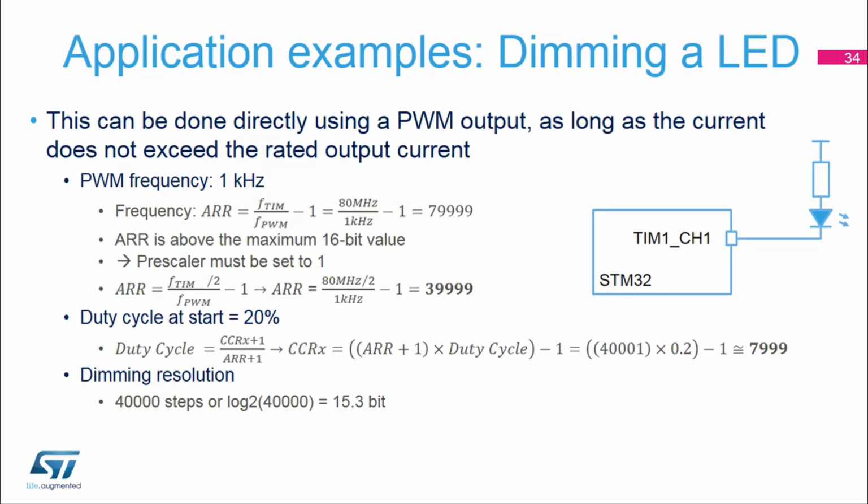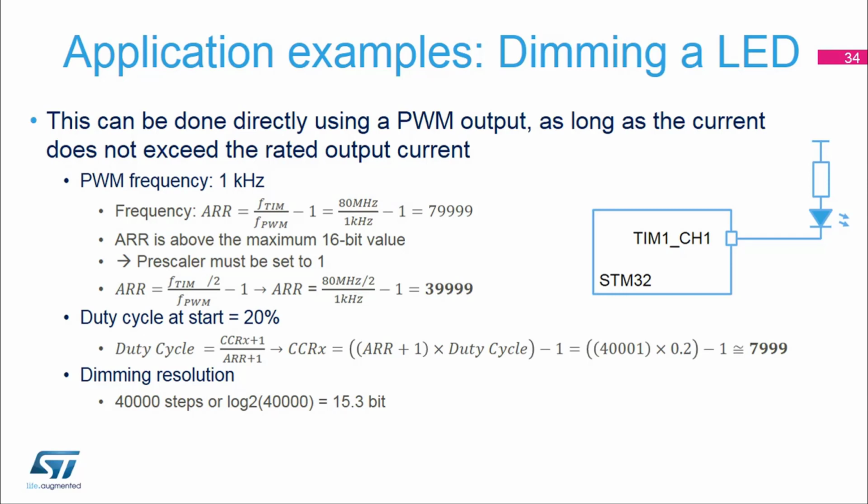This slide shows a simple practical example of PWM usage for dimming a low-power LED. This can be done directly using a PWM output as long as the current does not exceed the rated output current. The first step is to program the frequency to be set to 1 kHz. When doing the ARR value computation with no prescaler and a timer operating frequency of 80 MHz, the value obtained is 79999, which is above the 16-bit range that can be used with timer 1. The timer prescaler must be set to 1 to have the timer operating at 40 MHz, and this results in a valid value of 39999 for the ARR register.